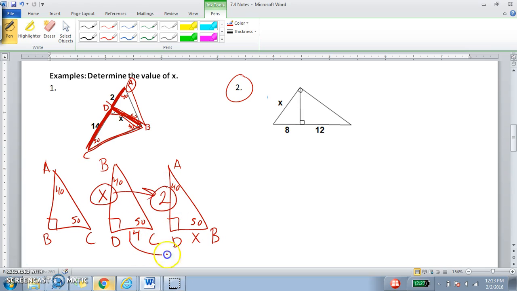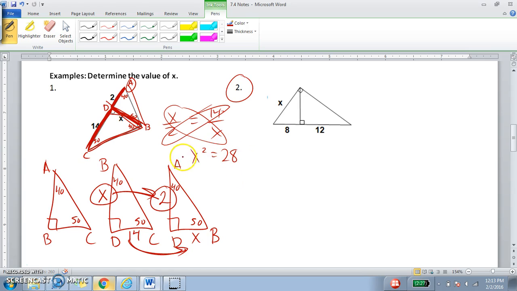These two sides are going to compare to each other. These two sides are going to compare to each other. So I can just write a proportion. x over 2 equals 14 over x. This compares to this compares to this. And I know they're similar, so they need to be proportional. If I cross multiply this, x times x is x squared. 2 times 14 is 28.